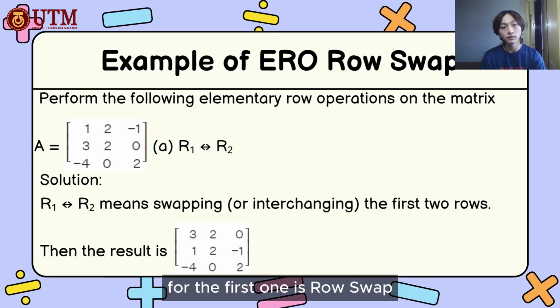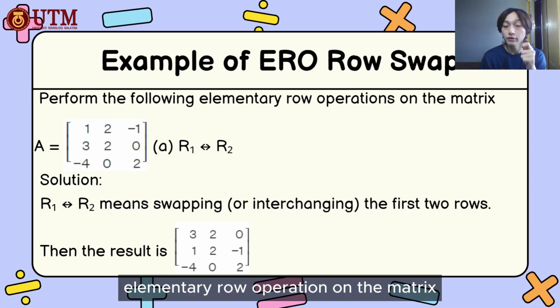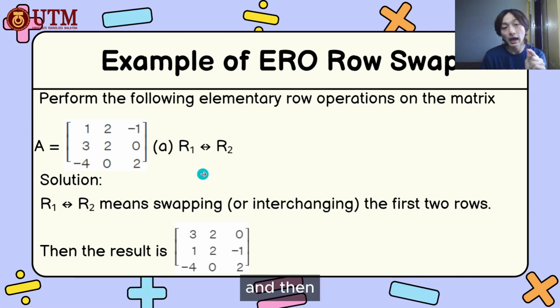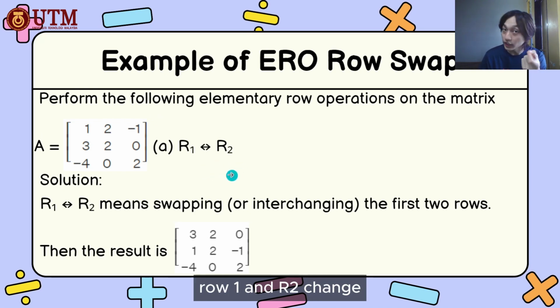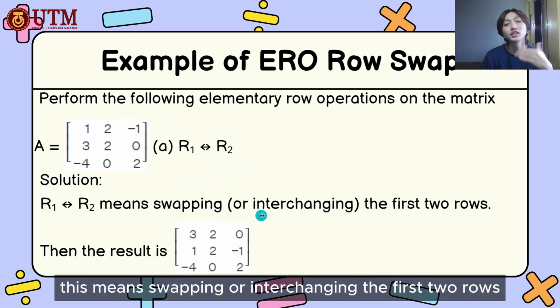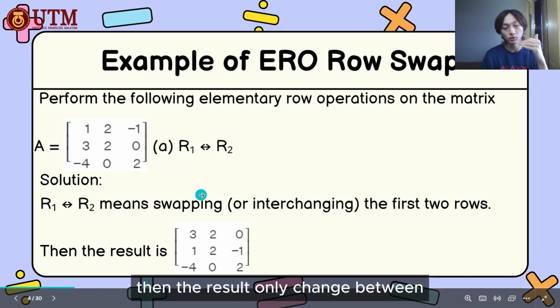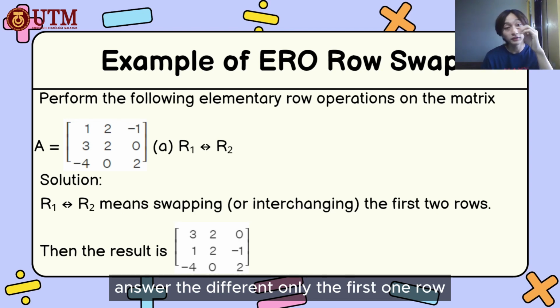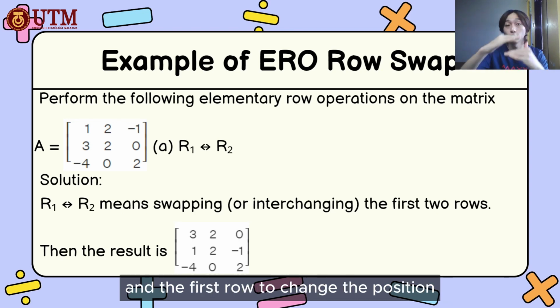For the first one, row swap. Perform the following elementary row operation on the matrix. You can see this is a question given the matrix. R1 and R2 change. This means swapping or interchanging the first two rows. Then the result only changes between the question and the answer: the first two rows change their position.